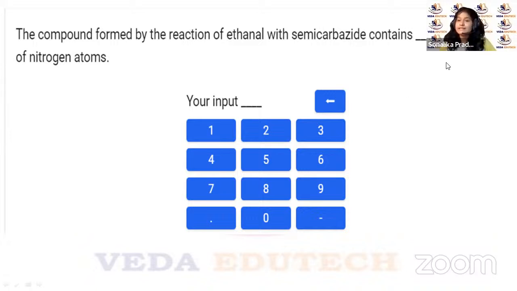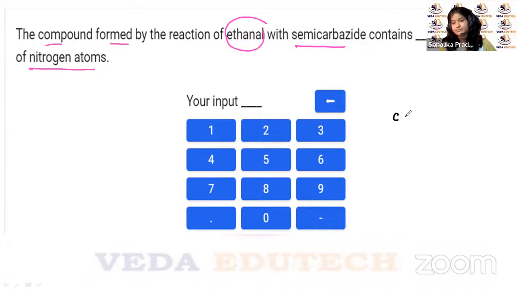Okay, children. So let us see what is being asked in this question here. The compound formed by the reaction of ethanol with semi-carbazide contains how many nitrogen atoms? You might make a mistake here without solving this. You might find out the answer as 2, but the answer is not 2, right? So let's see what is the answer.